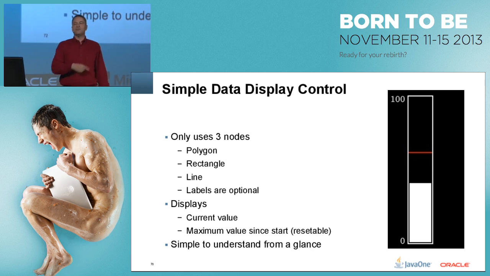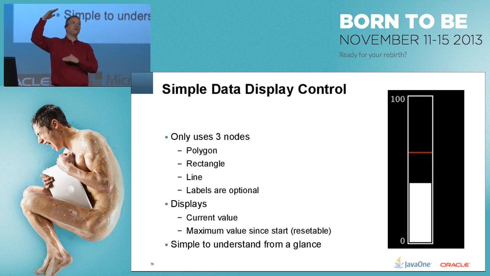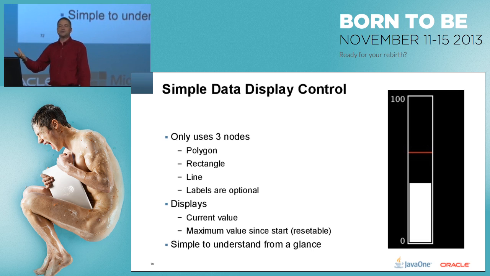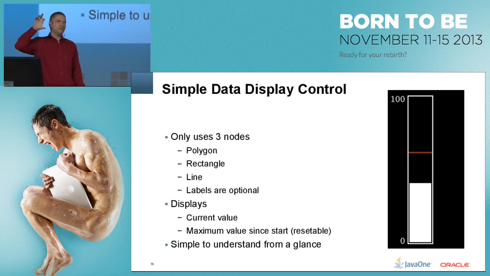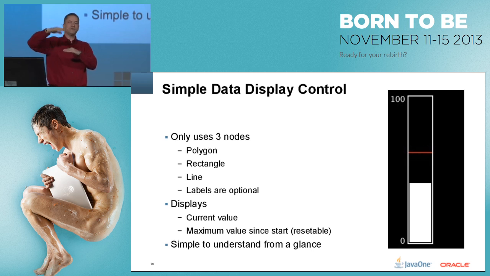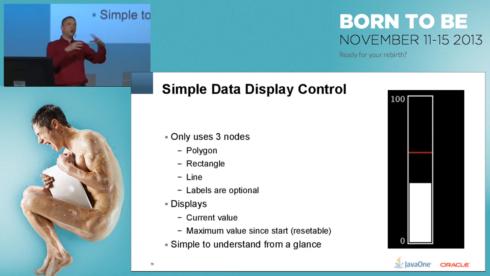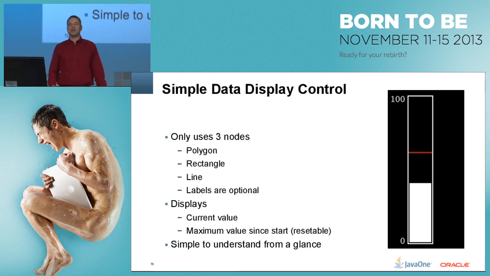And so I came up with some simple ideas for like a bar graph that would change over time, and that simply used 3 nodes for the outer rectangle, the inner rectangle that shows you the value, and then a little red line which shows you what the highest value you've had is. And then as additional optional nodes, you can put the labels on it to see what's actually going on.